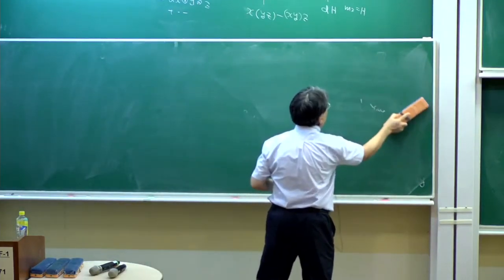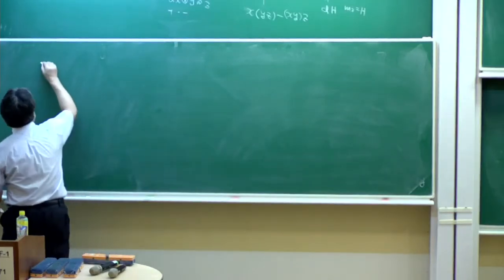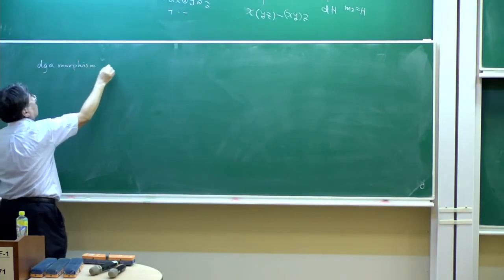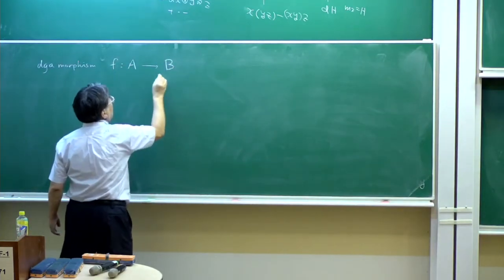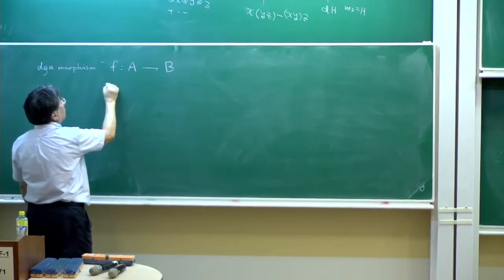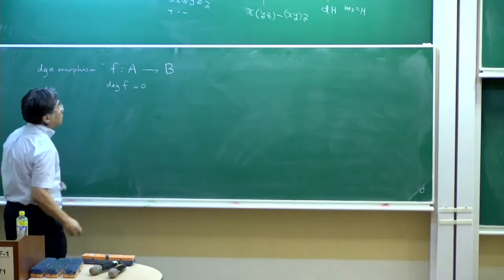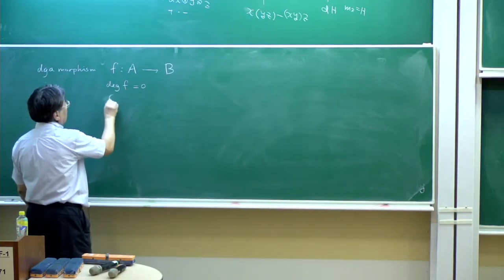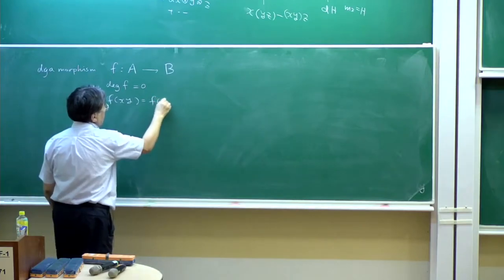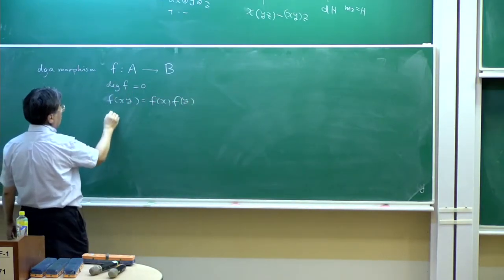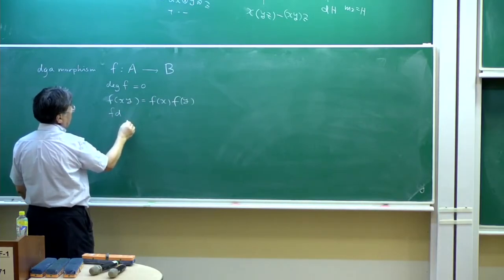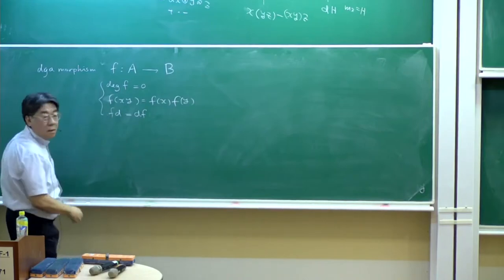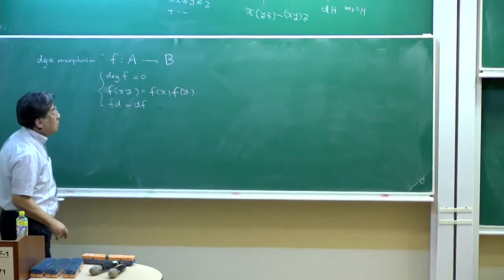I need to define also morphisms. So first, how about the DG algebra morphism, DGA morphism. So this is easy. From one DGA to another DGA, this has grading, so it preserves grading. So the morphism itself has degree zero, and it preserves multiplication. And differential. FD is equal to DF, like this. So this is a very usual way of morphism.